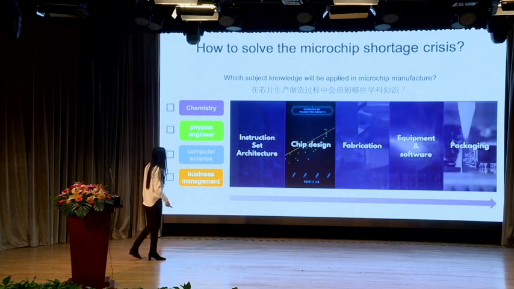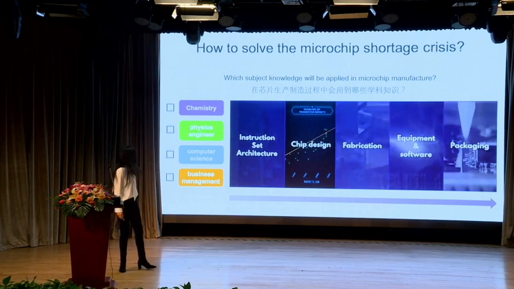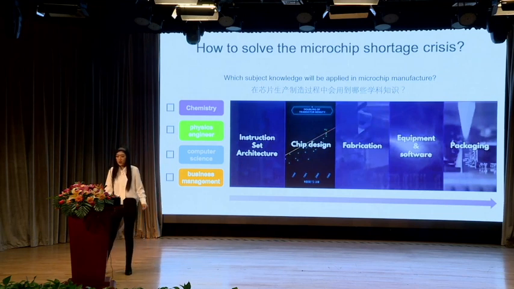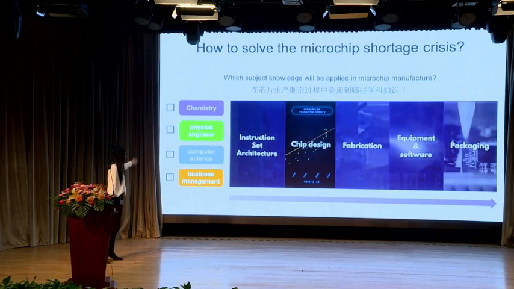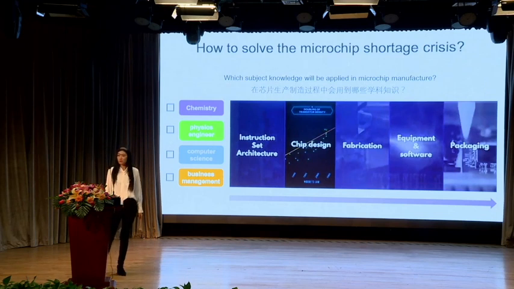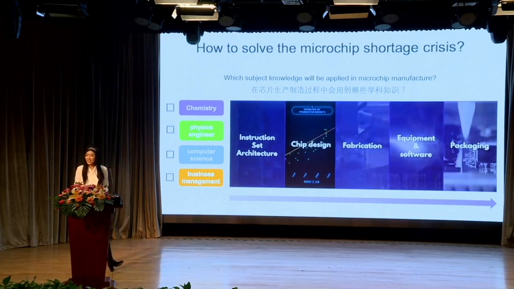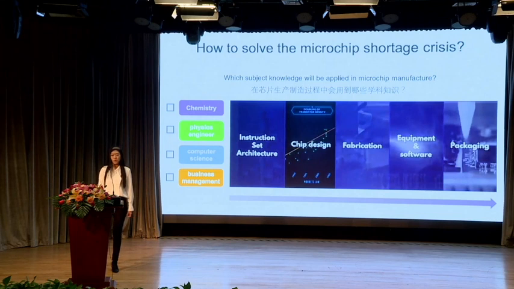So here is the map, showing how many steps are included in microchip manufacture, starting from instruction set architecture, to chip design, fabrication, engineering, equipment, software, and last but not least, packaging. So if you teach those subjects, think about which subject knowledge will be applied in microchip manufacture. Physics. Okay, anything else? Chemistry, good job. Computer science. What do you teach? Computer science? No, wow, you're multi-talented. You teach English, good. Anything else? Math? Math, oh, I missed that from the list. Of course you need to learn about math.